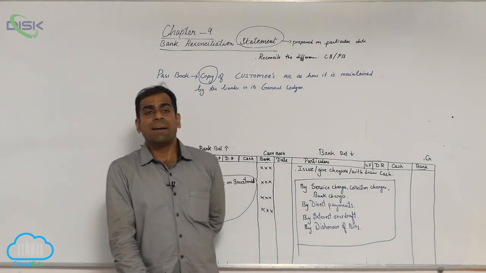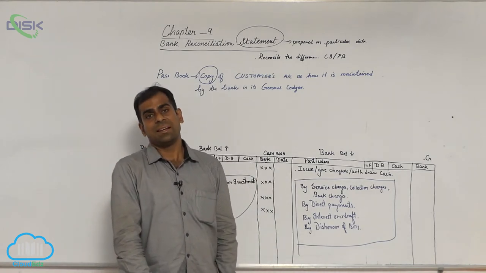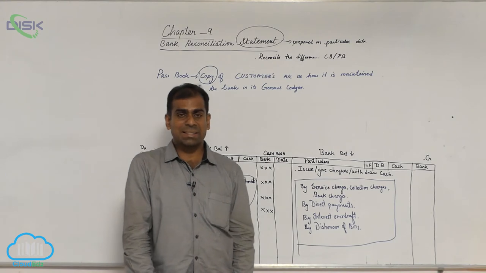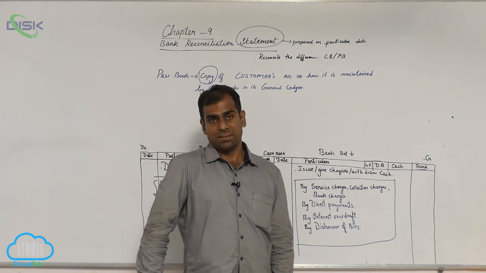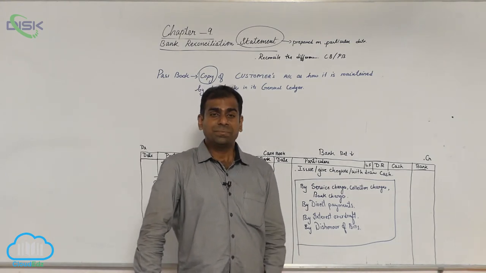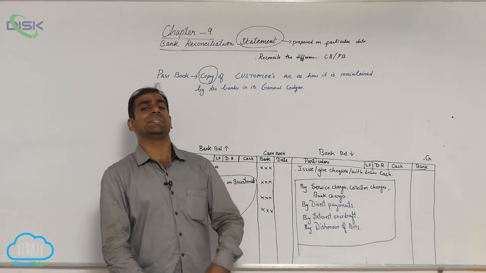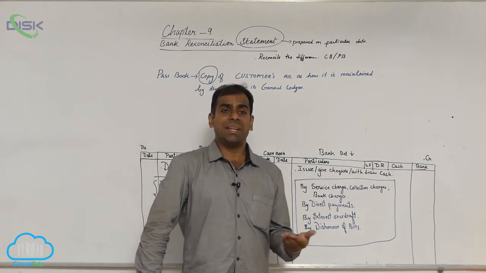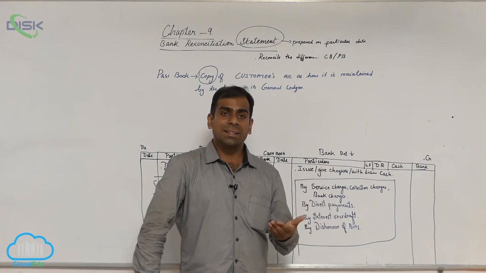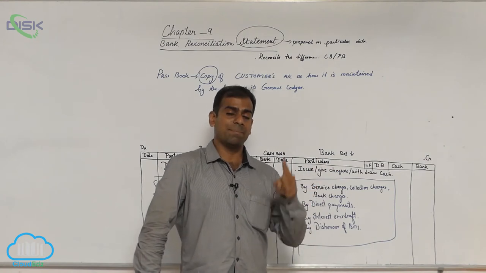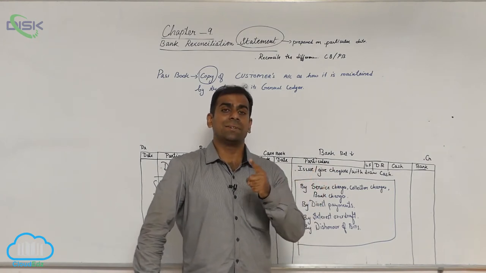So for the bank, what does the rule of accounts say? Debit what comes in. So the bank is getting cash, so the bank will debit cash. Then from where is it getting it? Let us assume from you. So you, a person, are the giver. So credit the giver. From the bank's point of view, it has to credit the giver.